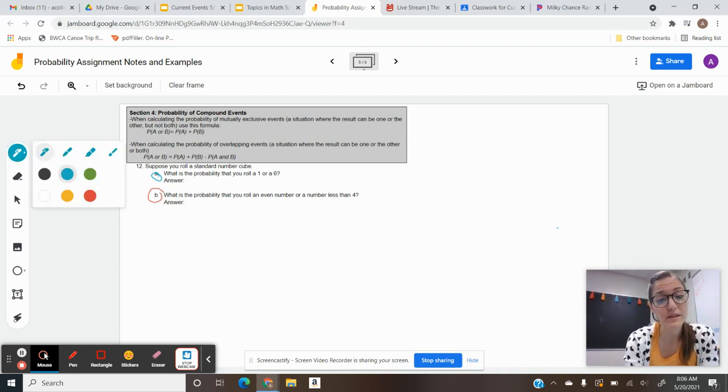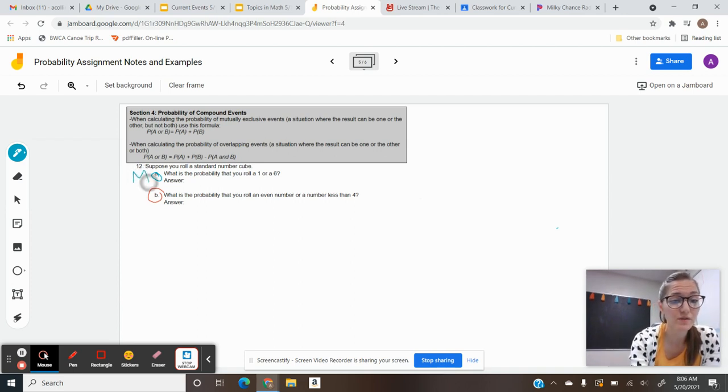So what's the probability that you roll a 1 or a 6? Remember, this was mutually exclusive. It can be one or the other. It can't be both. So what we're going to do is find the probability of rolling a 1, add that to the probability of rolling a 6. So we have two fractions that we're adding together. And the nice thing is they both have the same denominator, right? The total number of possibilities when rolling a dice is 6.